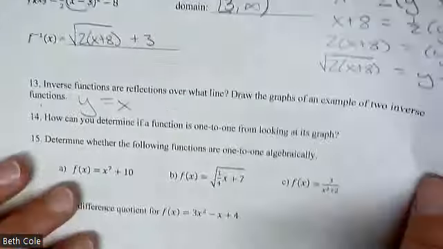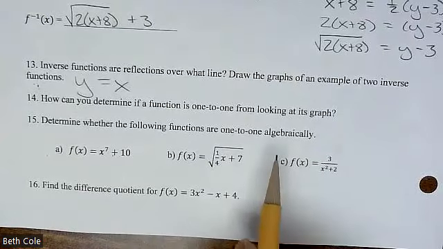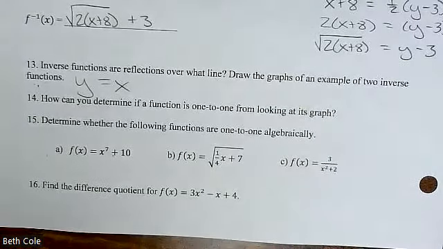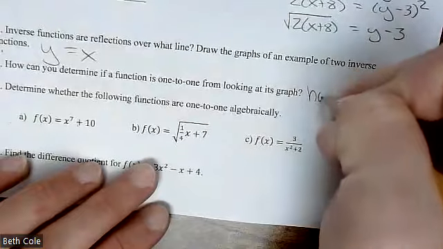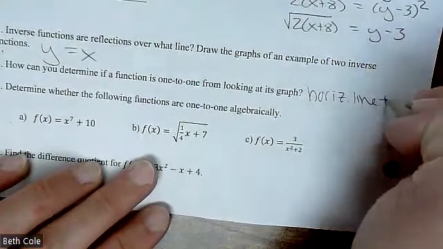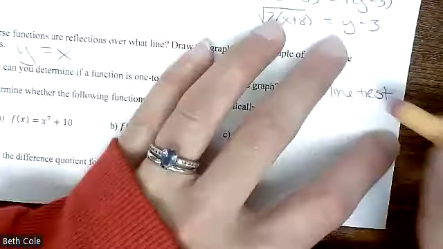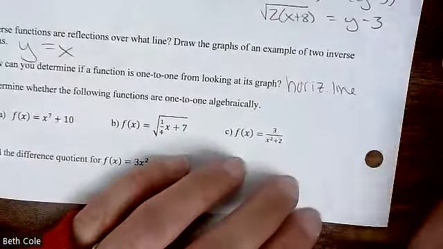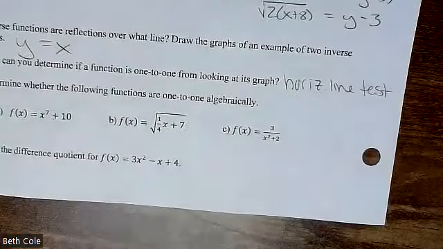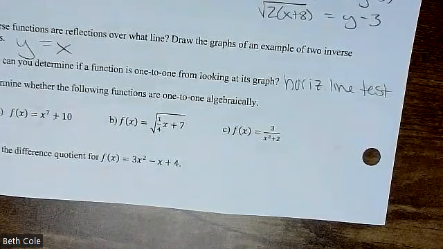All right. How can you determine if a function is 1-to-1 from looking at its graph? Do you remember what line test it was? Horizontal line test, which is the exact same thing as the vertical line test, except with a horizontal line. If it hits more than once, it fails. Now, if you don't have a graph to look at, you look for the even powers. If there's an even power, it fails.